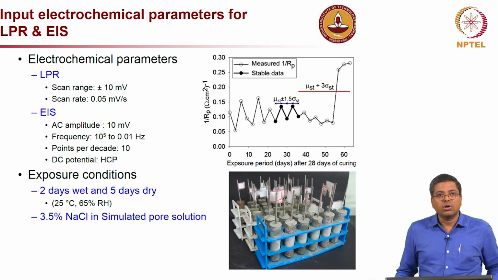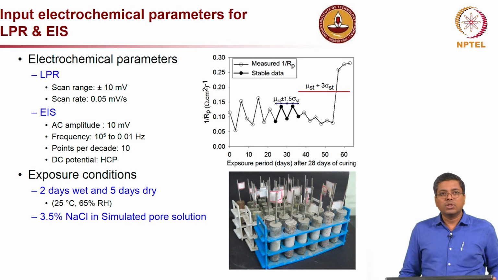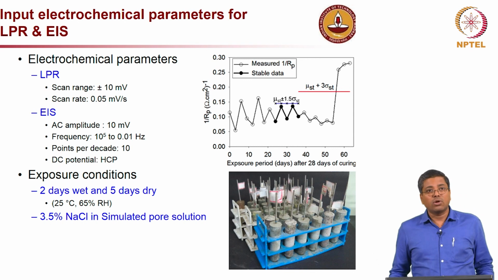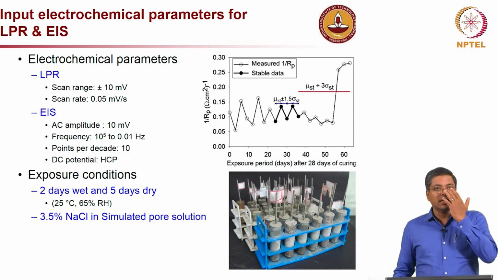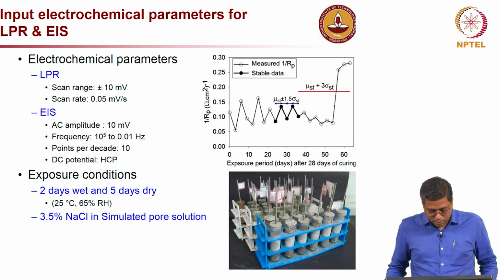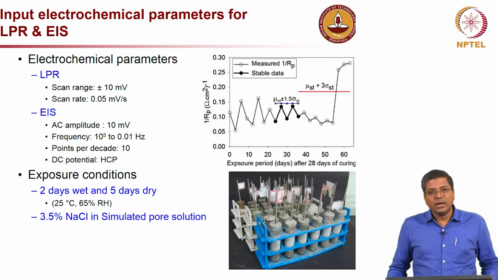These are more details on this test for both the linear polarization test and also electrochemical impedance spectroscopy, because for systems like coated rebars and highly resistive concrete systems, LPR may not be a good choice. In such cases EIS, or electrochemical impedance spectroscopy, would be a better choice.